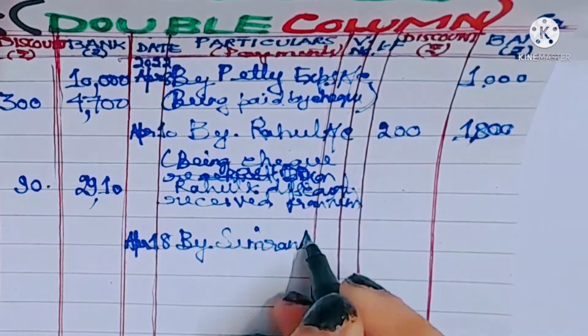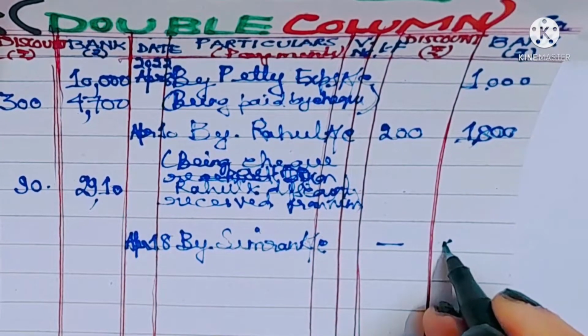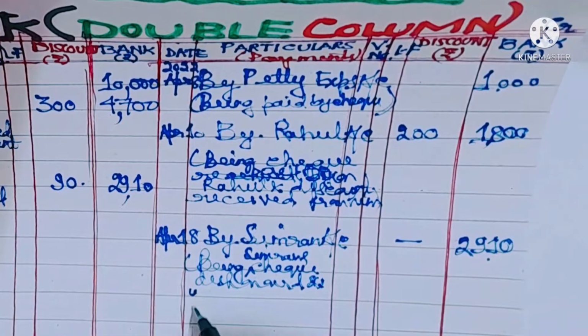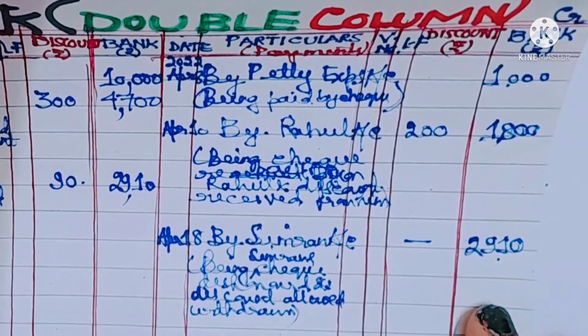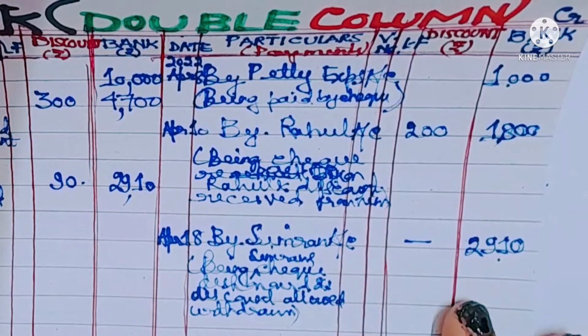How much? Discount column nil থাকবে. 2910. Okay, being Simran's check dishonored and discount allowed withdrawn. Moreover, bank column represents bank account. Bank account comes under personal account.